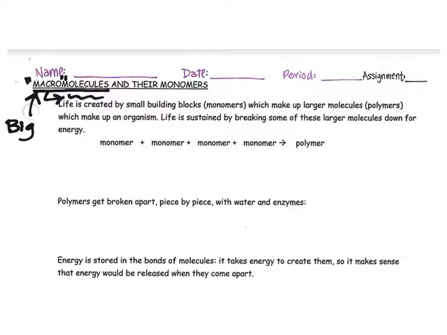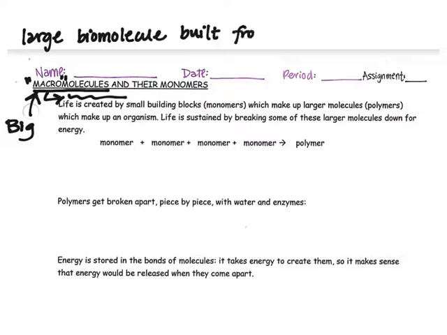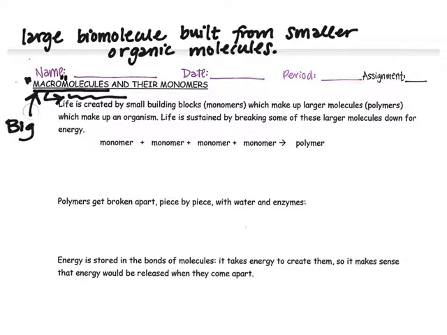So a definition, see if you can squeeze it in right here. I'm going to write it up here nice and big. A macromolecule is a large biomolecule that is built from smaller organic molecules. Organic meaning that they are made up of a certain type of elements or collections of elements.